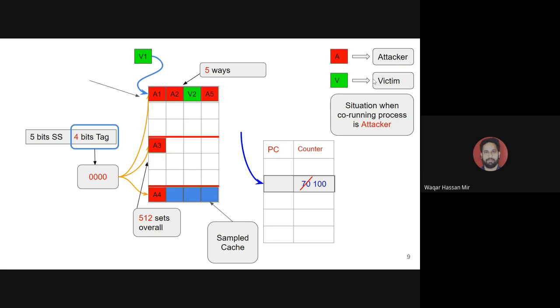No, in the way in which it is stored in the sampled cache.